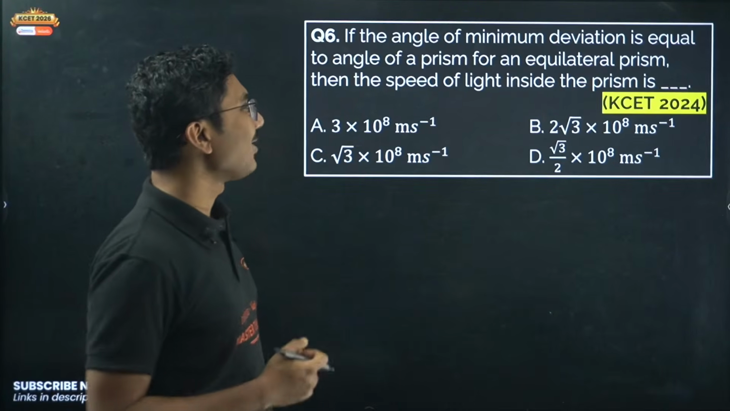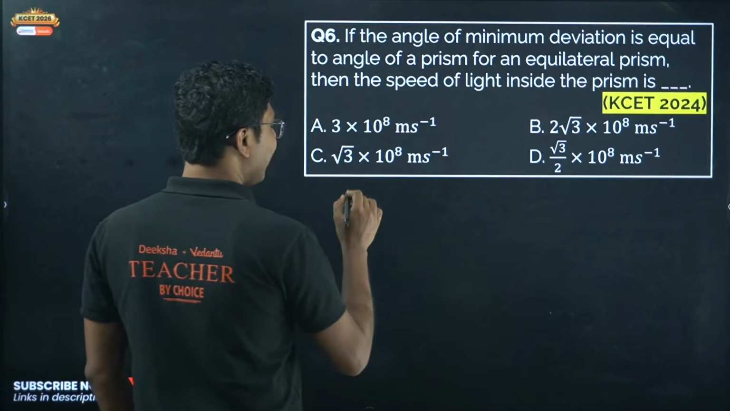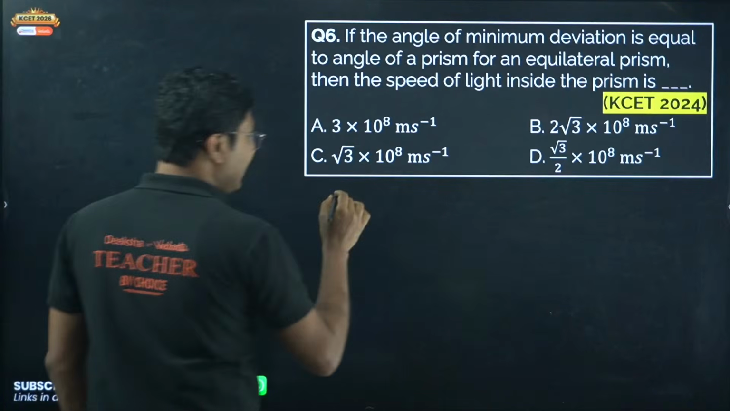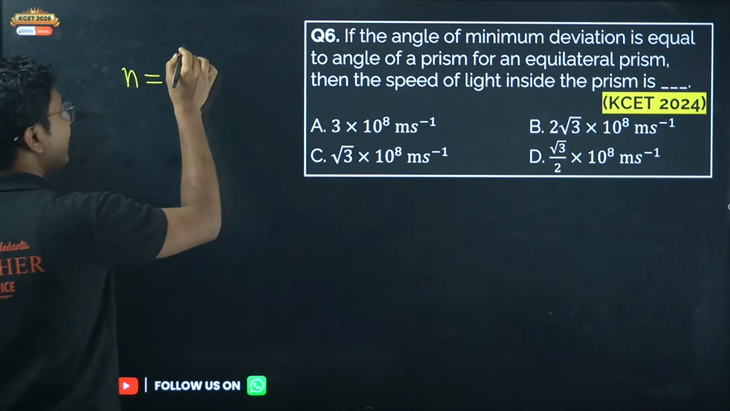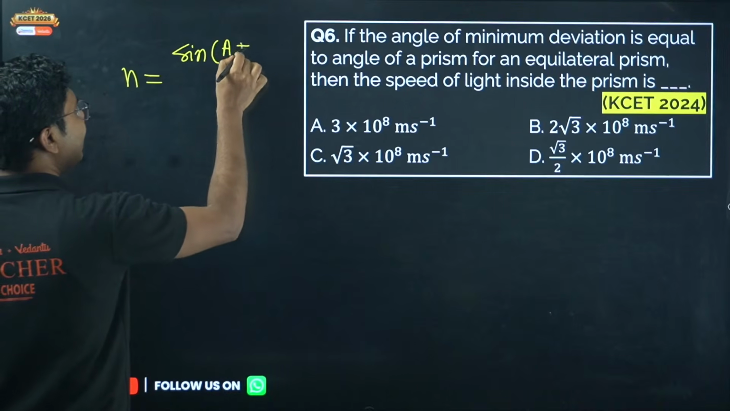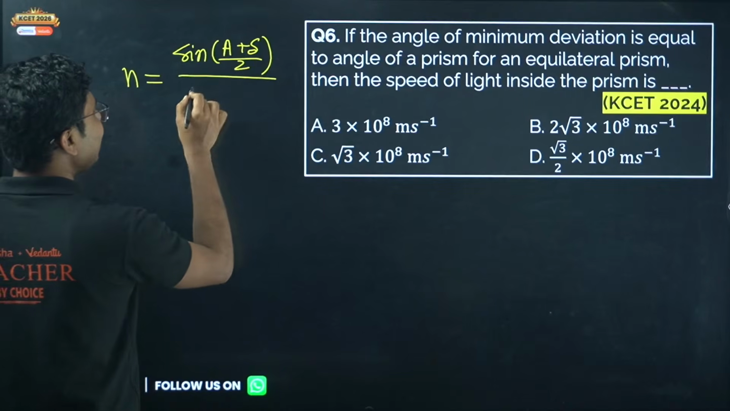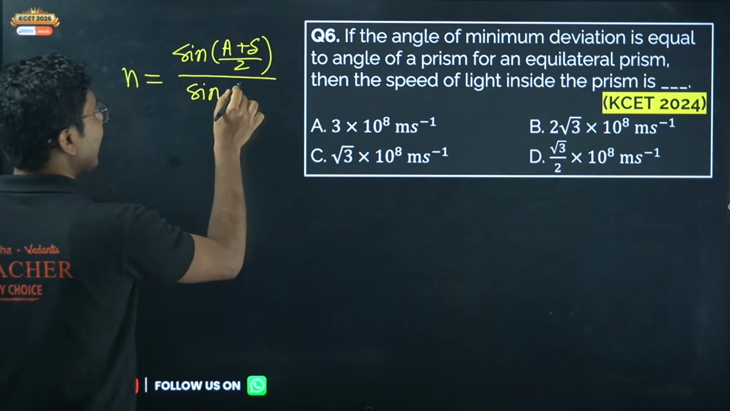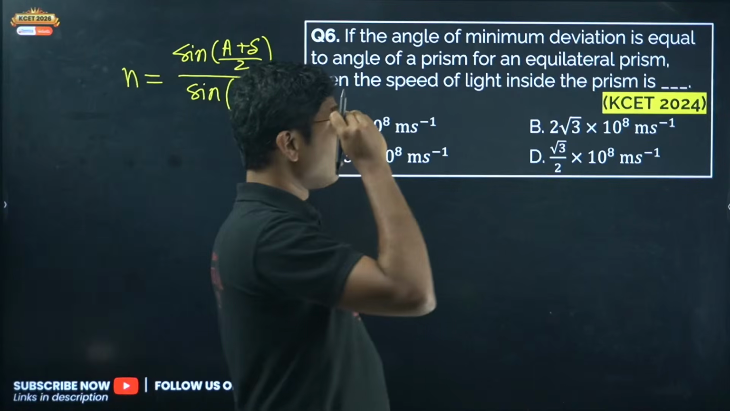Okay, angle of minimum deviation is equal to angle of prism. So we know that the refractive index of a prism is given, in terms of angle of deviation, by sine of (A plus delta) by 2, divided by sine A by 2. Okay, so this is the formula.